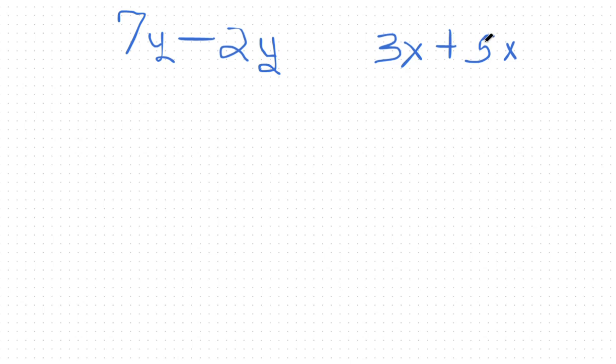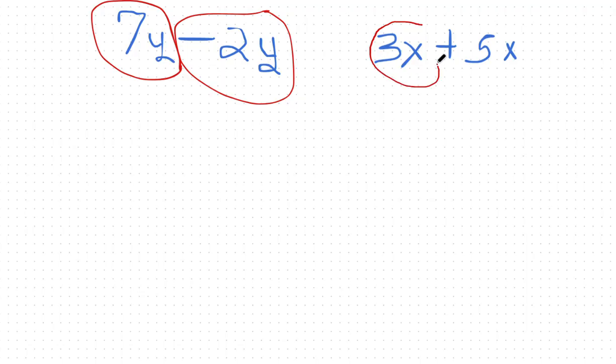In this video, we are going to cover combining like terms. So, first, what is a term? I'm going to circle the terms in these two equations. We have 7y and we have minus 2y. These are two separate terms.